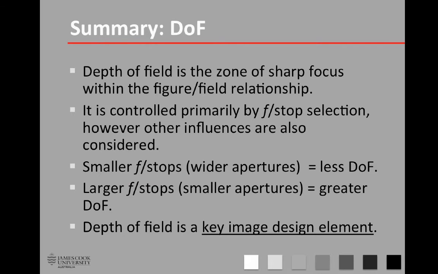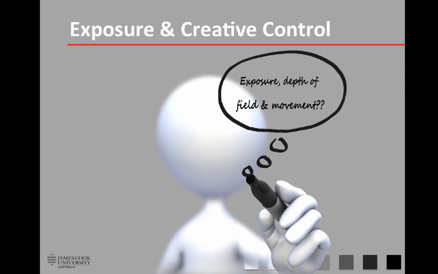So let's summarize some of the key points of this lecture. Depth of field is the zone within the subject space that produces sharp focus. It is mostly controlled by f-stop selection. However, there are other considerations like focal length of the lens, subject distance, camera format, camera movements, etc. Smaller apertures or larger f-stops offer greater depth of field. Larger apertures or smaller f-stop numbers offer less depth of field. Depth of field plays an important role in managing image design and the control over shallow or deep depth of field.